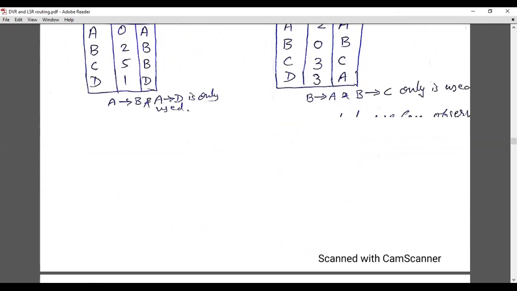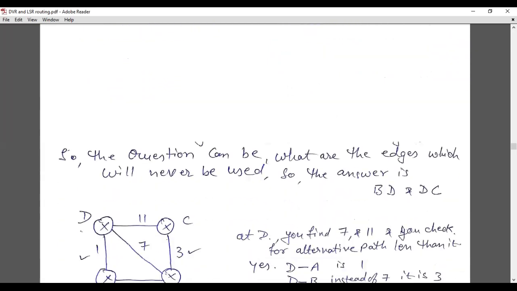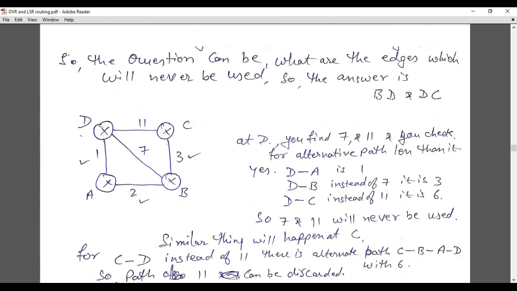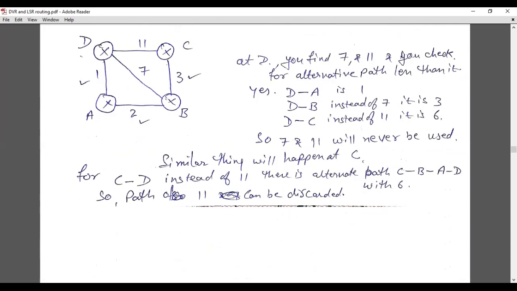So the question can be asked to you: what are the edges which will never be used? The answer to this is BD and DC, right? So at D, you find 7 and 11, and you check for an alternate path less than 8. Yes, there is a path that we have seen. D to A is 1, D to B instead of 7 is 3, D to C instead of 11 is 6. So the edges 7 and 11 will never be used.